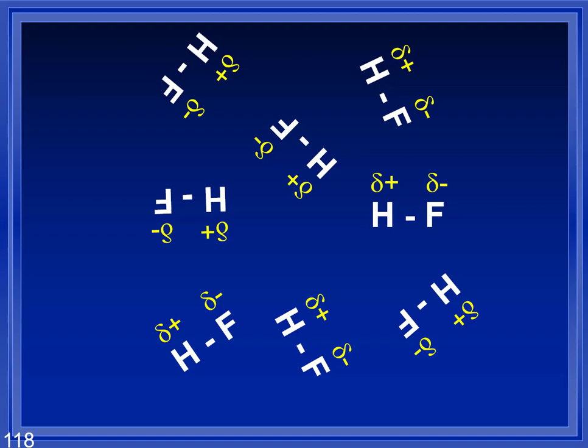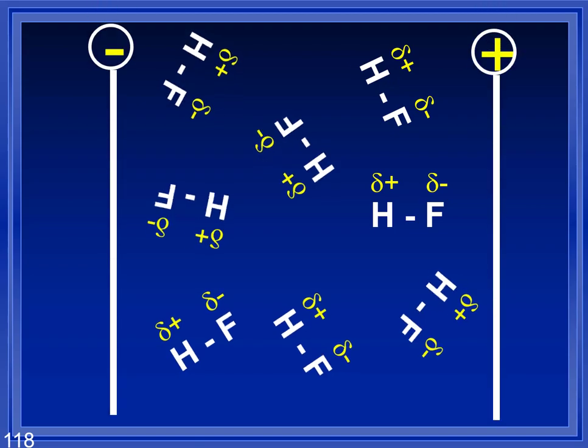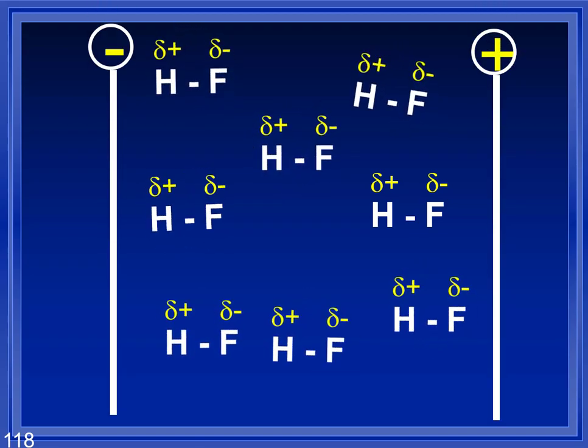But if you put them in an electric field, they're going to spin around and line up so that the negative end of the molecule is towards the positive side, and the positive end of the molecule is towards the negative side. And they will line up. Okay? And that tells you the molecule is polar. The fact that they line up. Because if it's got a negative end, that negative end is going that way.